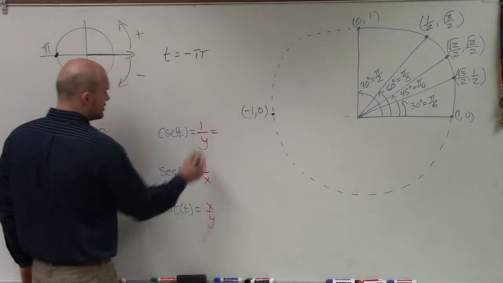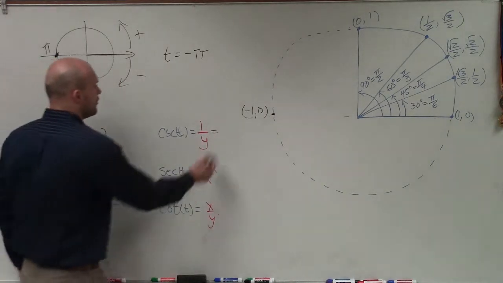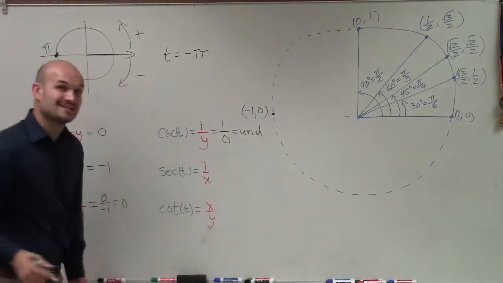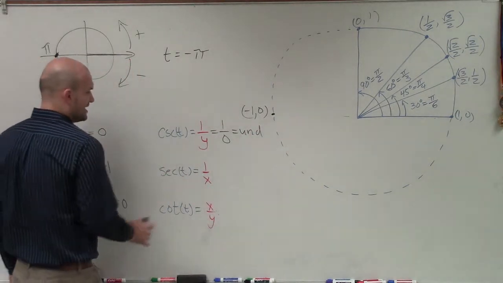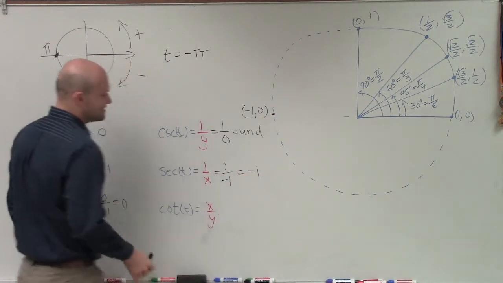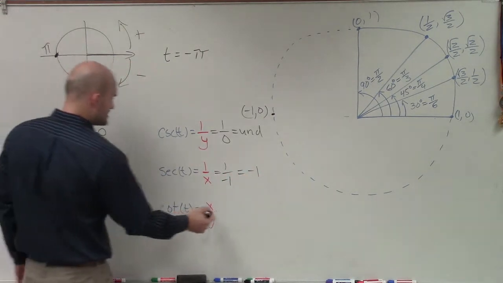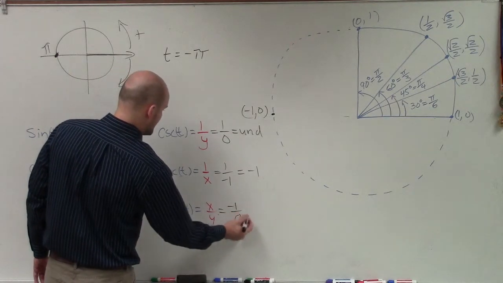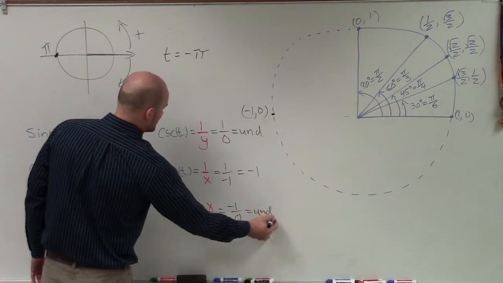The reciprocal function, cosecant, is going to be 1 over y, which is 1 over 0, which since we cannot divide by 0, that's going to be undefined. The secant is going to be 1 over x, which is 1 over negative 1, which is equal to negative 1. And the cotangent is going to be equal to negative 1 over 0, which therefore also is undefined.